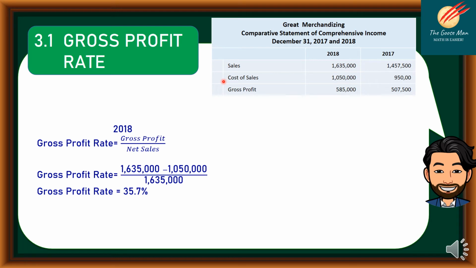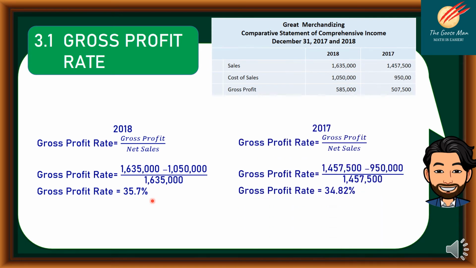So if we will get the gross profit as of 2018, we have 1,635,000 minus 1,050,000 divided by 1,635,000. So we have the gross profit rate of 35.7%. On the other hand, in 2017, we have only a gross profit rate of 34.82%. So what do we mean by this one?